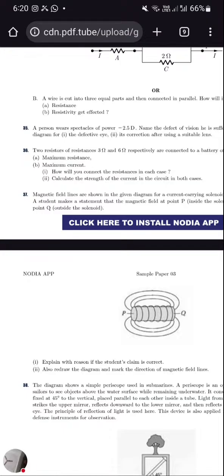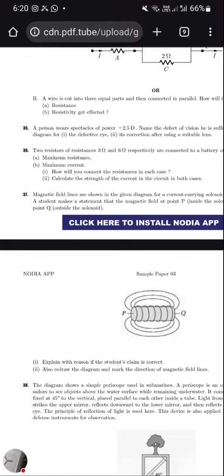Next, okay, find out what is the series answer for that. 3 and 6 is there. What is the series combination? For 3 and 6, what is the series combination? Say the answer quickly. 3 plus 6, 9 ohm. Very good.